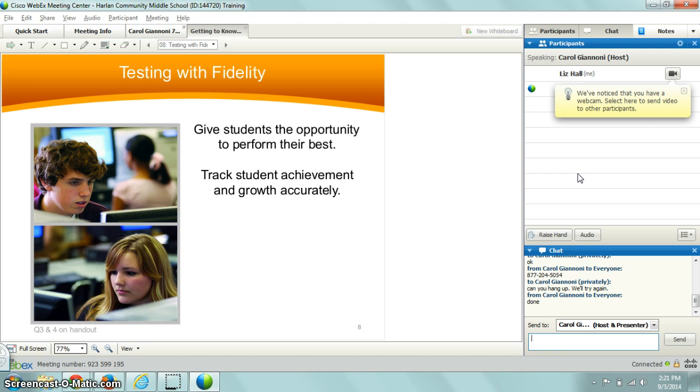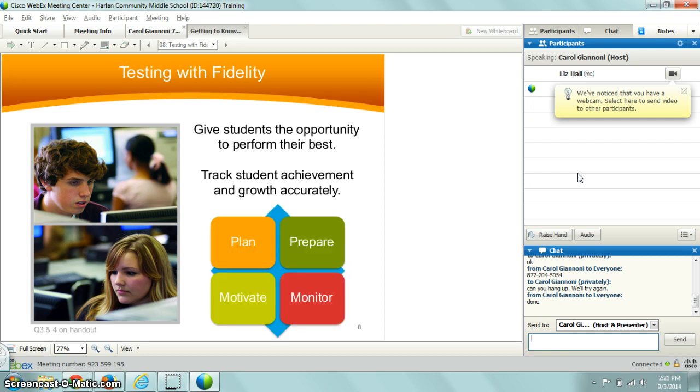And there are 4 parts to that fidelity: planning, preparing, motivating, and monitoring. We're going to talk a little bit about planning right now, and that includes having the test schedule or those screening dates set up at the beginning of the year, because then it allows teachers to know when they're going to have to give those assessments and start preparing their students for that. You know, just to say, hey, this test is going to be coming up, just so you know. Again, just to give you some of that idea.